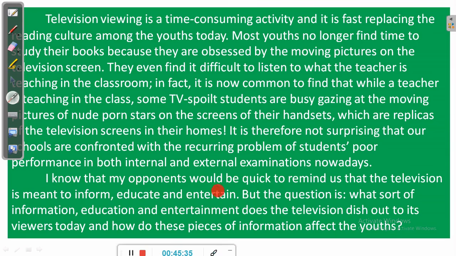I know that my opponents would be quick to remind us that the television is meant to inform, educate, and entertain. But the question is, what sort of information, education, and entertainment does the television dish out to its viewers today? And how do these pieces of information affect the youths?